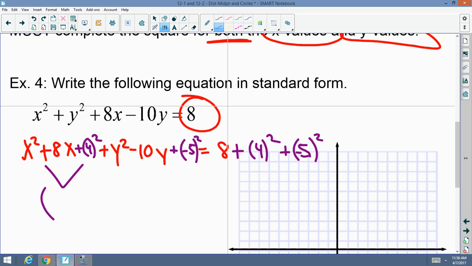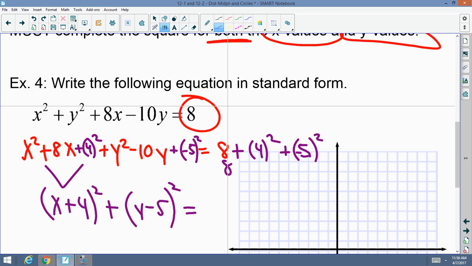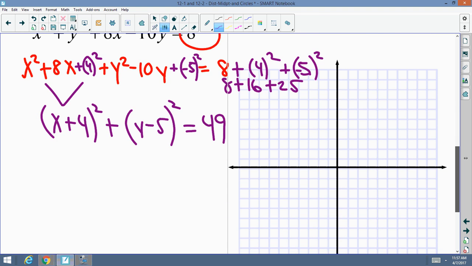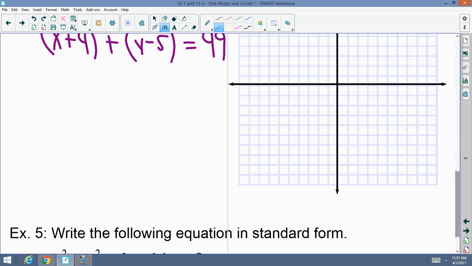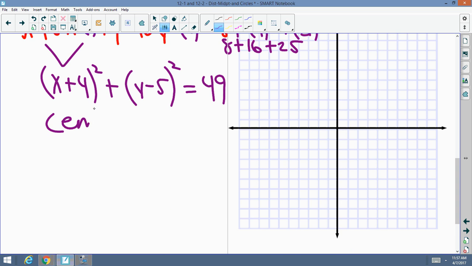Complete the square here. What is this? X plus 4 squared. Beautiful, guys. Plus y minus 5 squared equals. You got 8 plus 16 plus 25, 49. Bam. Now, guys, this is where the beauty comes. What's the center, y'all? Negative 4, 5. What's my radius? 7.